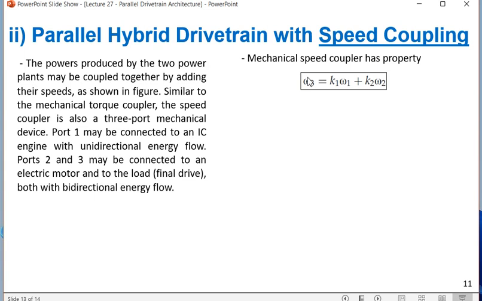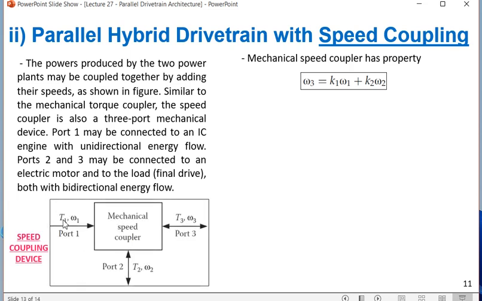So powers produced by the two power plants, engine and motor, may be coupled together by adding their speeds as shown in the figure. The figure is given below. So here you are finding a speed coupling device. This is the speed coupler, port 2 generating omega 2, port 1 generating omega 1. So this omega 3 at port 3, which is a transmission and differential, omega 3 is equal to k1 omega 1 plus k2 omega 2.